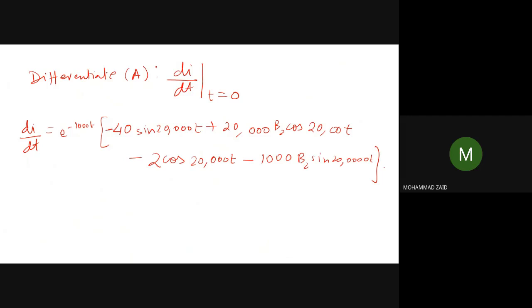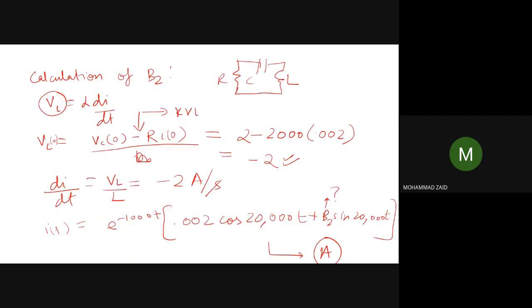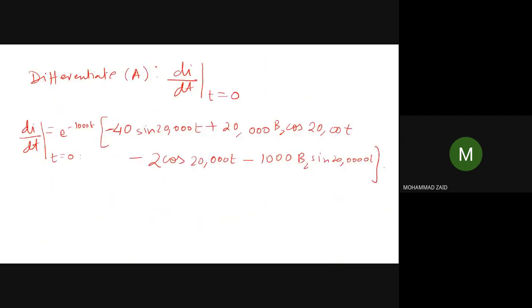Once you differentiate and put t is equal to 0, you will get the value of di by dt, which we have already calculated. Di by dt is minus 2 ampere per second. That is equal to all this value. Once you calculate this, the value of B2 will come out to be equal to 0 at t is equal to 0.